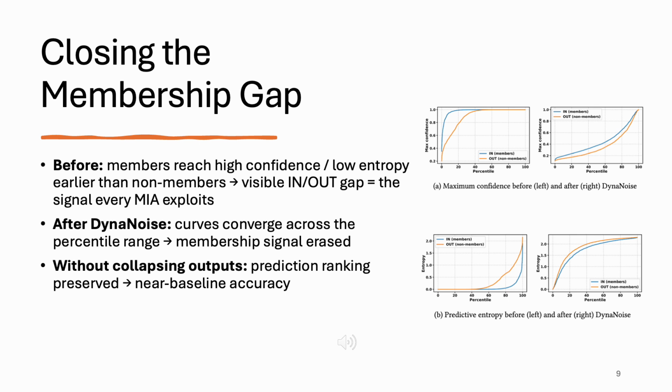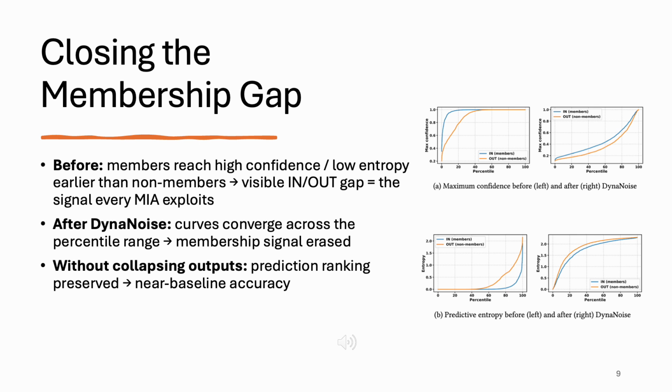Now the after plots. The curves converge across the percentile range. The member confidence spike is suppressed and the entropy distributions align. The signal the attacker needs is gone. That's exactly why attack success collapses to near chance.